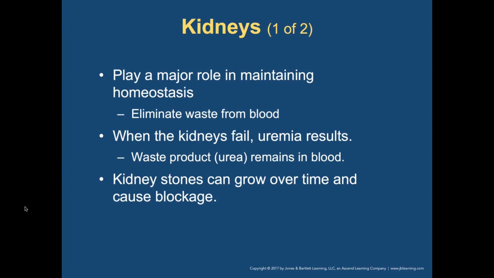So when the kidneys fail, urea results, the waste product. Urea remains in the blood. Kidney stones can grow over time, causing blockage. Some crystalloid chemicals in the urine. Blockage can lead to swelling. Pain is caused by the stone movement in the urethra, and a stone passes on its own, or it can be surgically removed. I've known some people to have to go and have them electronically ruptured.